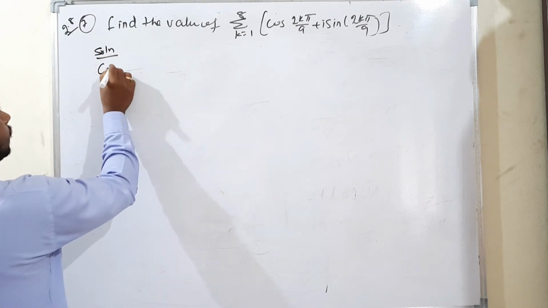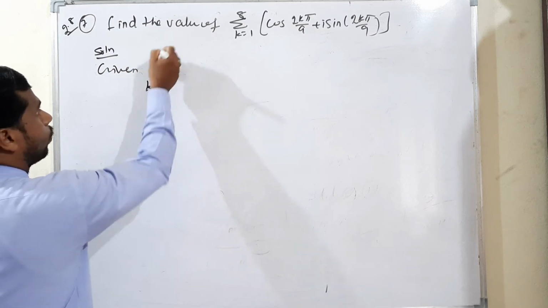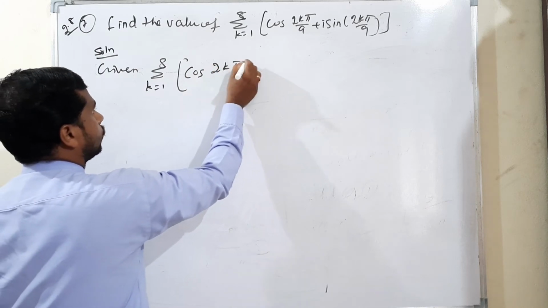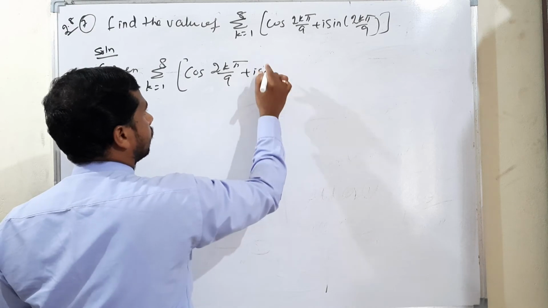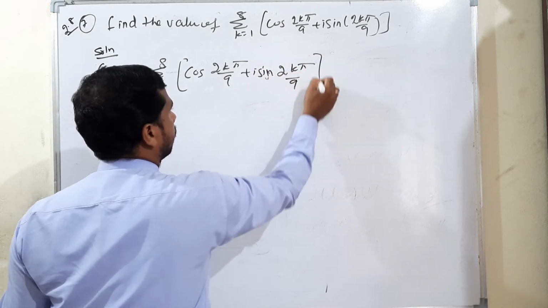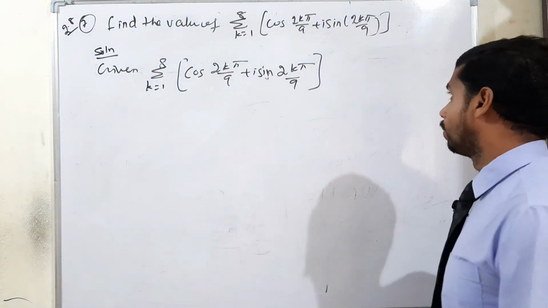The given condition is the summation of k equals 1 to 8 of cos 2kπ/9 plus i sin 2kπ/9. Before moving on, let's understand some important points.